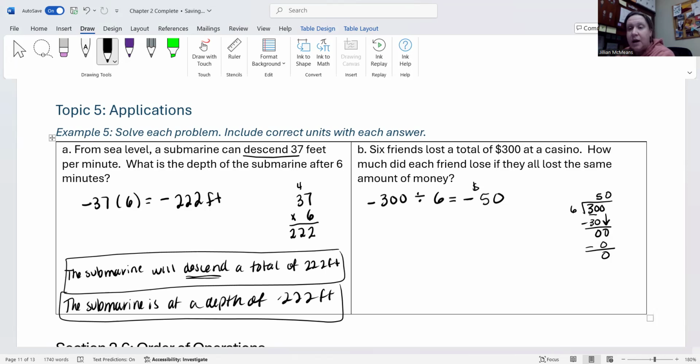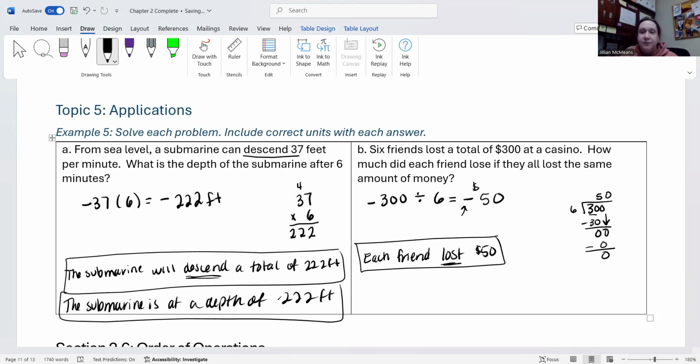But again, depending on how you write the wording or how you describe this answer, you do need to be careful. So I could say each friend lost $50. I'm not saying that the answer is positive because the word lost takes care of this negative right here. Okay, so just be careful with how you describe these answers. So each friend lost $50.